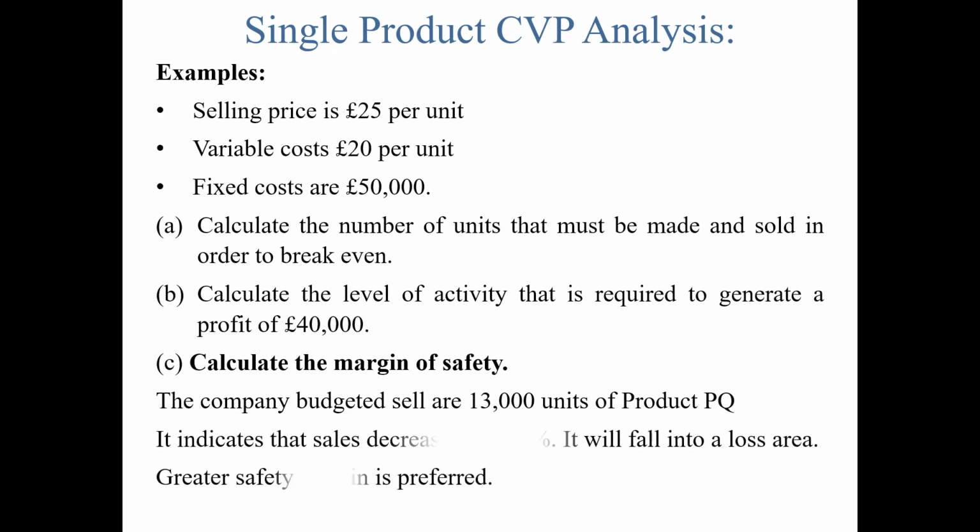This was my requirement C. Yes, you can see that it indicates that sales can decrease by 23.1% before it falls into a loss area. If it decreases by more than this, we are in loss, so a greater safety margin is of course preferred. If you have a large safety margin, the chance of loss will be less. For example, if my safety margin is 50%, it means that I can still have a 50% margin to save myself from the loss.